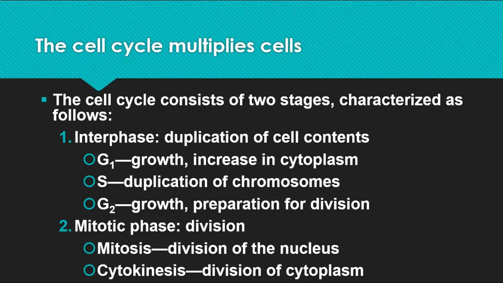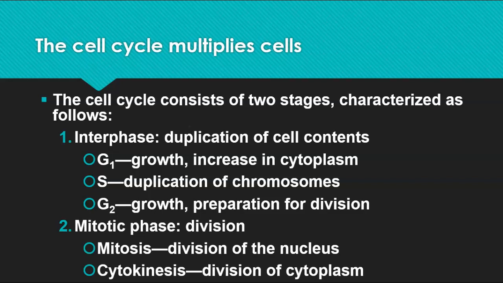The first one is called interphase. Interphase is actually the vast majority of the time of the cell's life cycle, okay? And that's when a lot of different things happen. There are three sections or three stages of interphase. First one is called G1, and that is the initial growth phase. This is when the cell is growing. It's right after it divides. It's growing and increasing in cytoplasm, doing its normal everyday job.